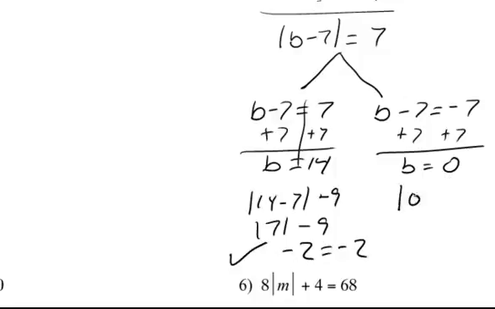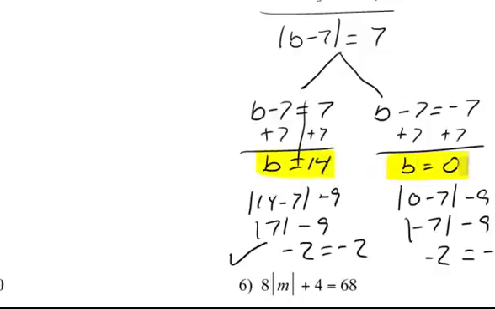0. So absolute value of 0 minus 7, minus 9. 0 minus 7 is negative 7, minus 9. Well, the absolute value of negative 7 is positive 7. Minus 9 is negative 2. Equals negative 2. And it checks. So my two solutions are 14 and 0. And that's pretty much all there is to it.